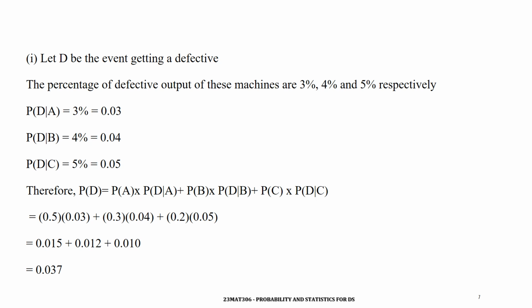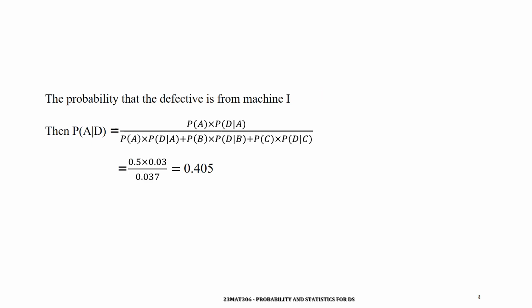So to find the total defective probability, we combine information from all the machines. We multiply the probability of choosing each machine with its defect rate and then add all these results. This is the probability of D. So this gives us the overall probability of getting a defective item, which is 0.037.